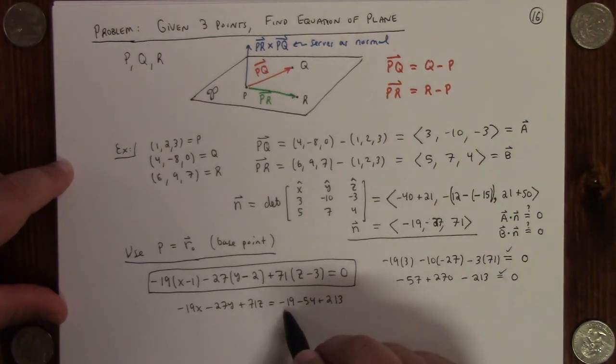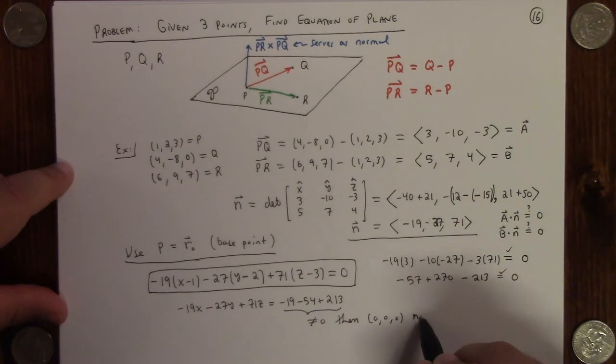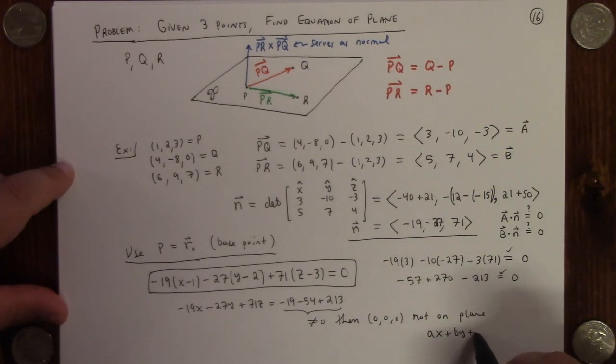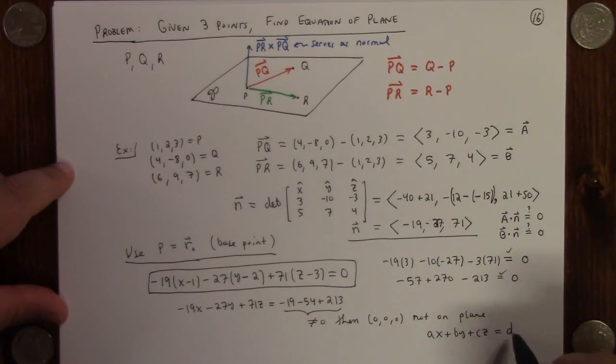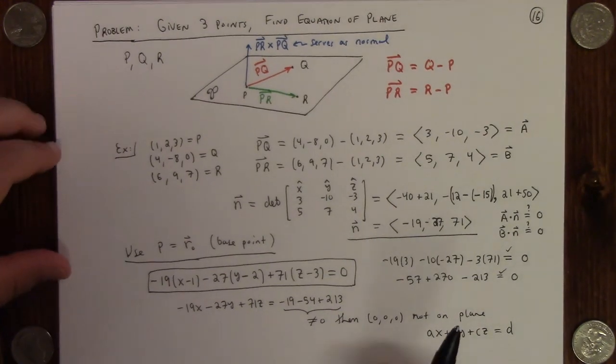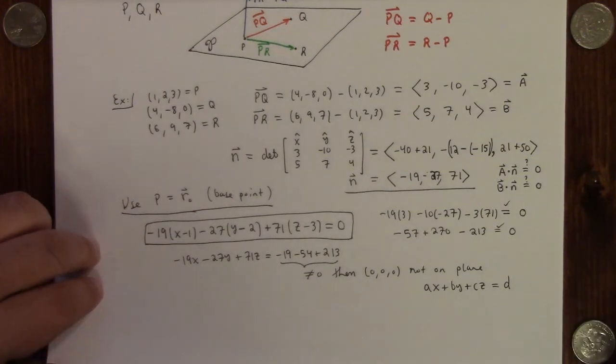So this quantity, if this is not equal to 0, then 0, 0, 0 is not on the plane. I'm saying generically a plane like ax plus by plus cz equals d. If you plug in x, y, z to be 0, you must get d equal to 0. So generically speaking, if we write the plane in that kind of format, if the d term is non-zero, the plane doesn't go through the origin.